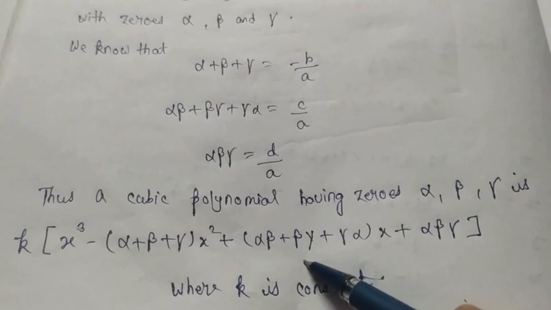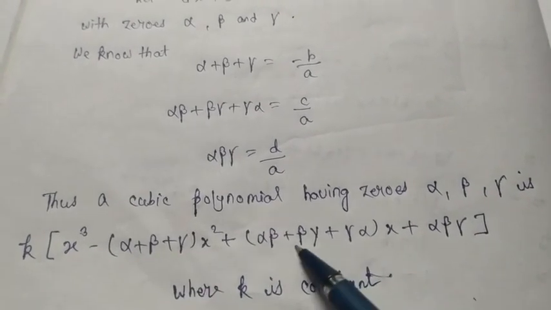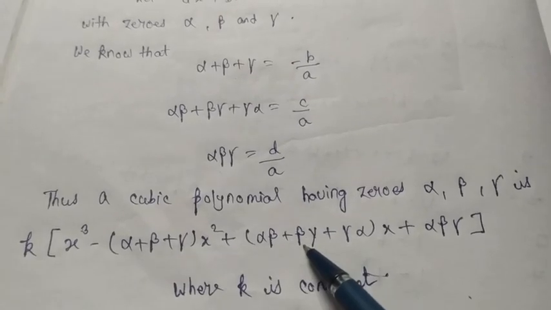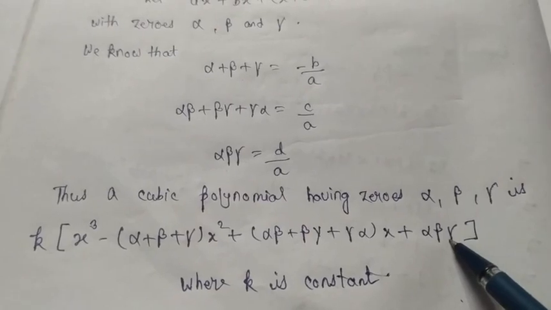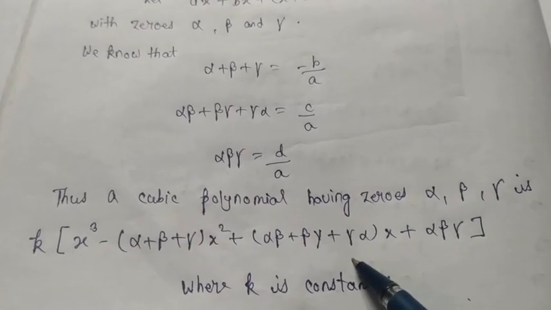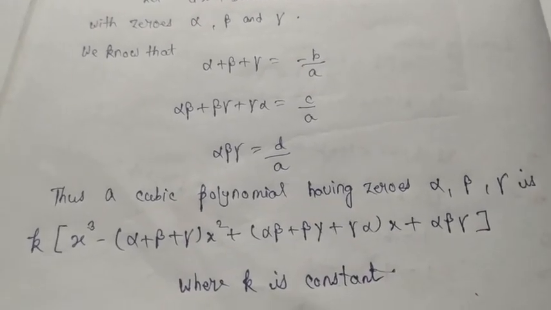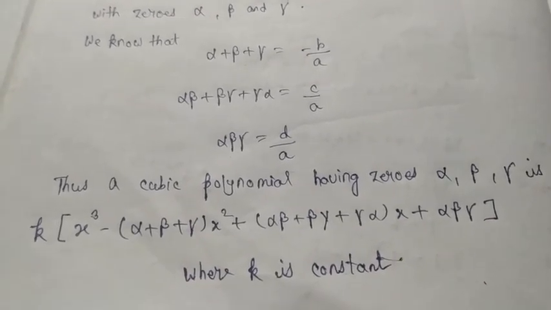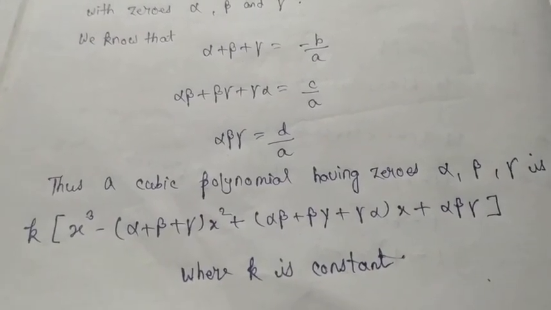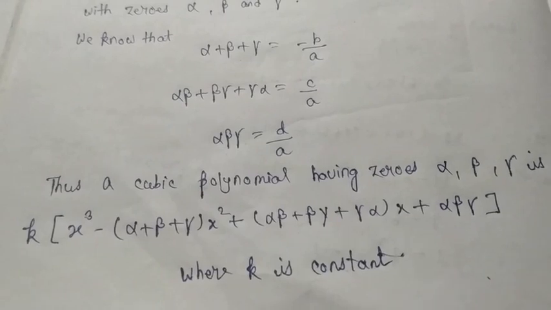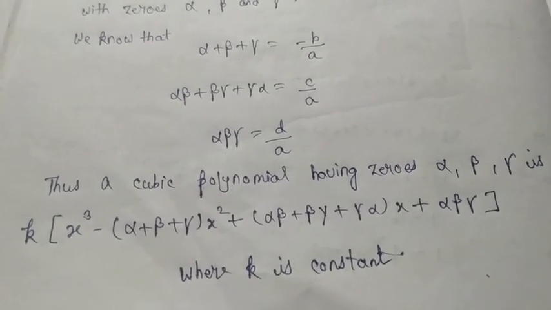Now you can see in this formula the sum of zeros also comes, the sum of product of zeros taken 2 at a time also comes, and the product of zeros also comes. So after putting all the values in this expression you can find any type of cubic polynomial. Just memorize this formula. It is applied when you have to construct a cubic polynomial and the zeros are given.